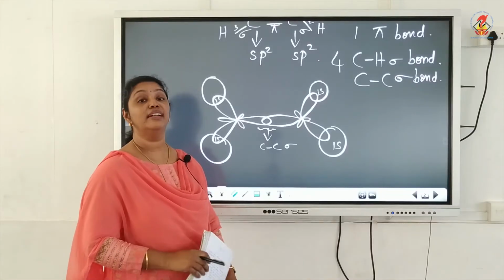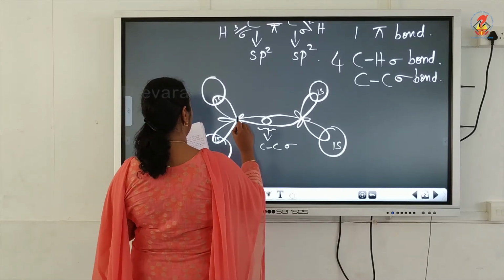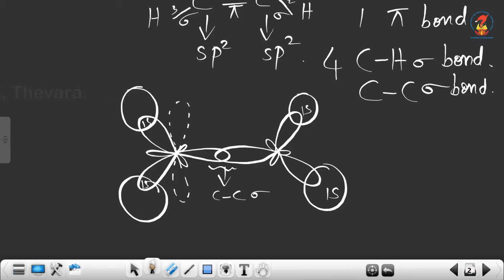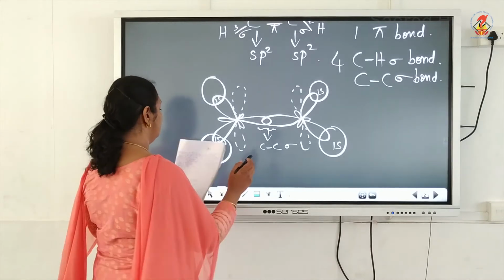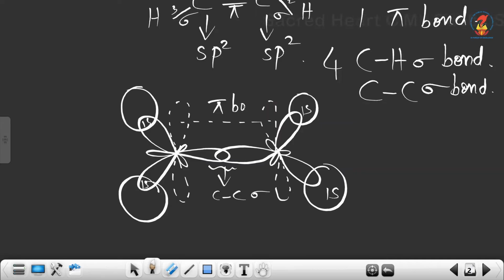Now we have an unhybridized p orbital. So we have to draw that unhybridized p orbital, which is at right angles to the sp2 hybrid orbital. So on each carbon we have an unhybridized p orbital. Now this unhybridized p orbital will overlap sidewise, resulting in the formation of a pi bond. So you can show it like this. This is the pi bond formed.